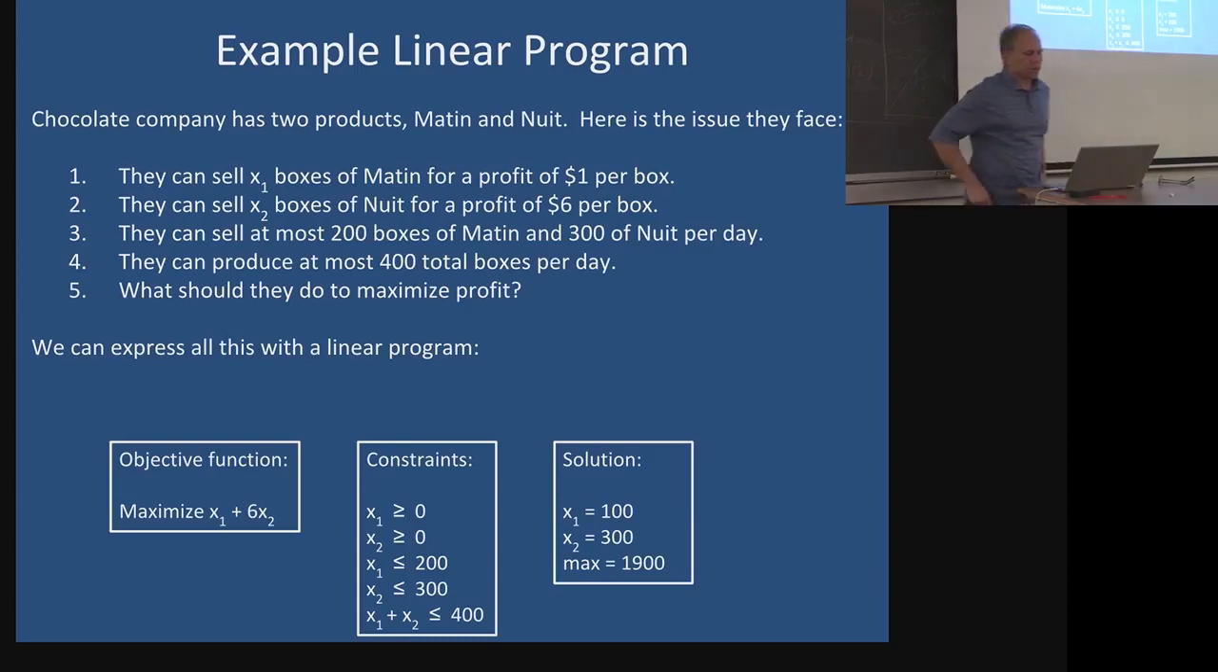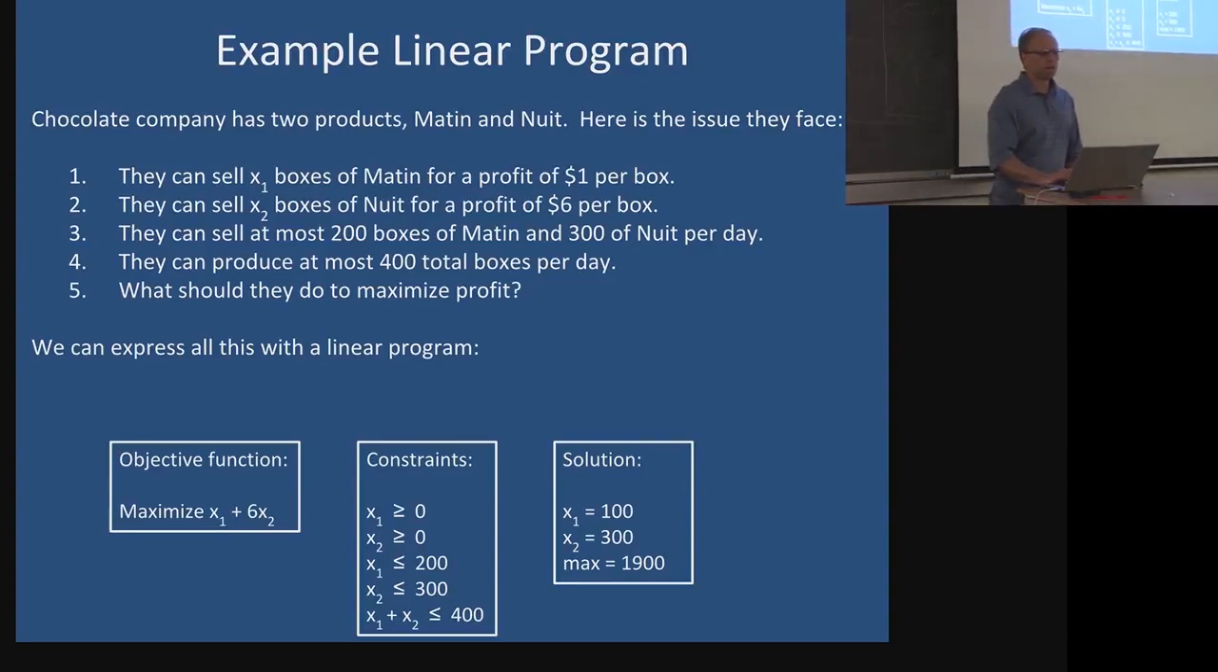Okay, so this is the example that we started with, where we have two kinds of chocolate, and there's some simple constraints. Our objective function was to maximize profit, so x1 and x2 was the amount of each kind of chocolate that you sell, subject to those constraints, and that was our solution. So we're going back to our very simple linear program.